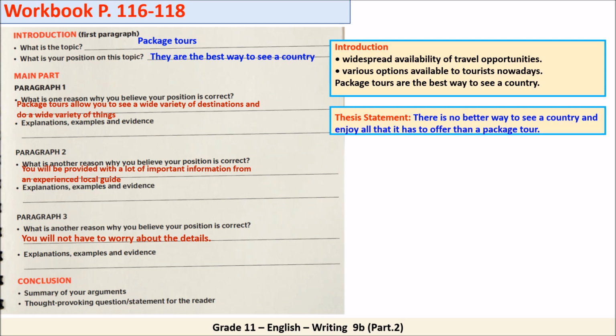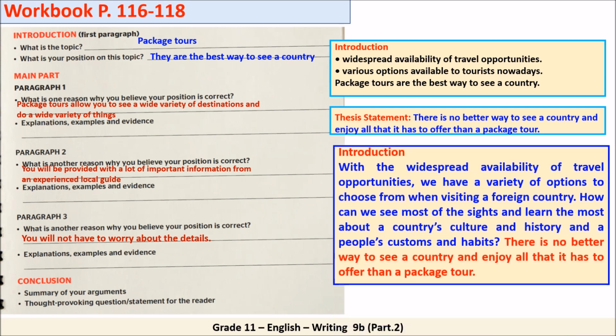If we try to put the two ideas into full sentences, we can say, with the widespread availability of travel opportunities, we have a variety of options to choose from when visiting a foreign country. How can we see most of the sites and learn the most of a country's culture and history and the people's customs and habits? And then we put here the thesis statement. There is no better way to see a country and enjoy all that it has to offer than a package tour.